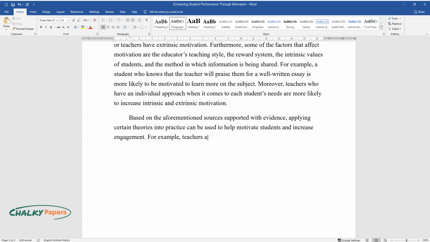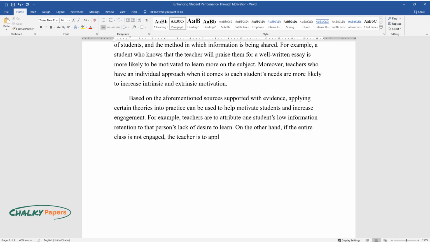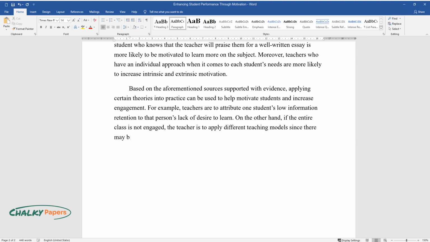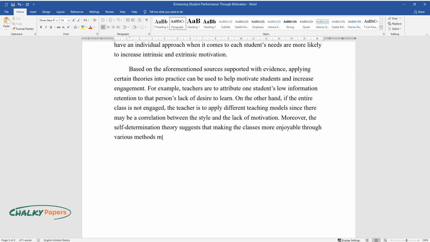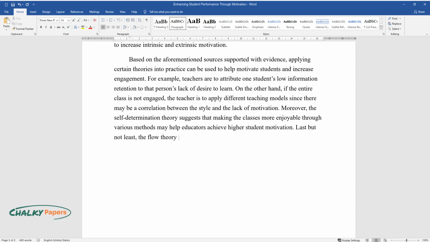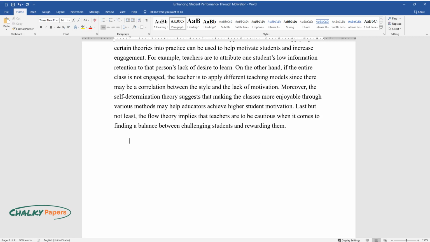For example, teachers are to attribute one student's low information retention to that person's lack of desire to learn. On the other hand, if the entire class is not engaged, the teacher is to apply different teaching models since there may be a correlation between the style and the lack of motivation. Moreover, the self-determination theory suggests that making the classes more enjoyable through various methods may help educators achieve higher student motivation. Last but not least, the flow theory implies that teachers are to be cautious when it comes to finding a balance between challenging students and rewarding them.